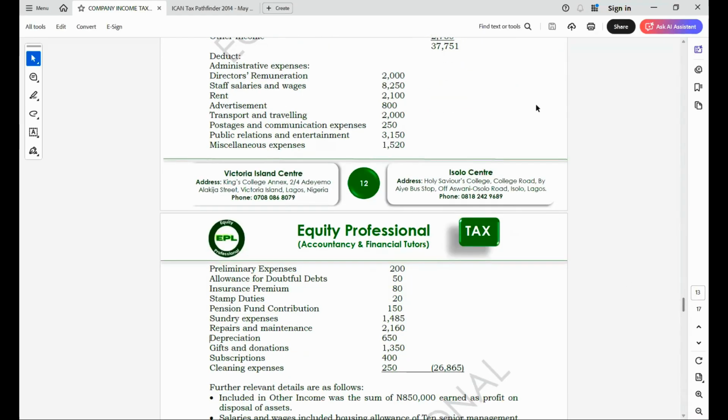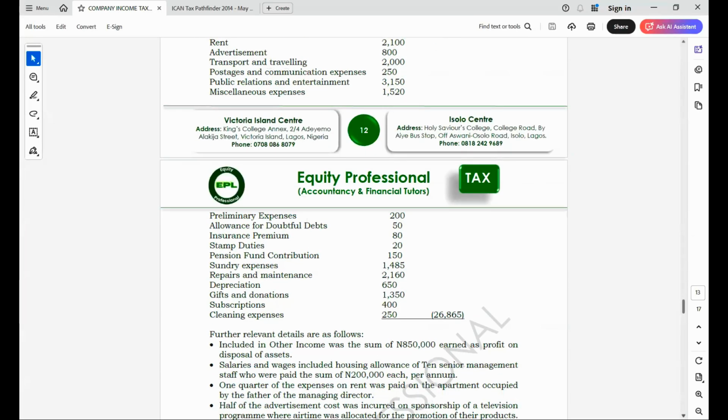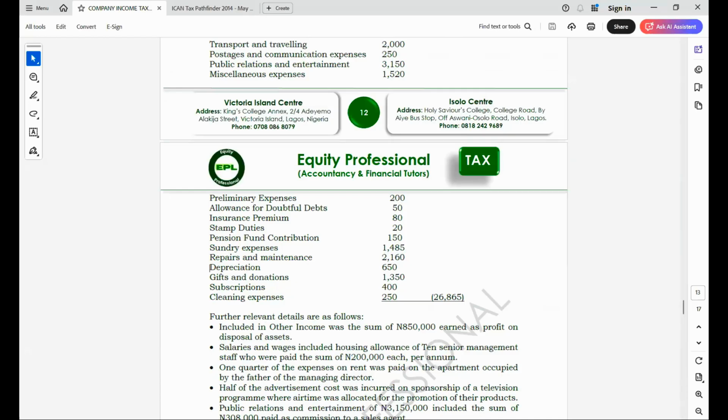So let us go to rent. One quarter: 1 divided by 4 multiplied by 2,100. That will give us the portion that will be disallowed, which is 525,000. That portion will be disallowed because it's related to private expenses. Then after that, we are told that half of advertisement cost was incurred on sponsorship of a television program where airtime was allocated for the promotion of their product. Is this portion allowable?